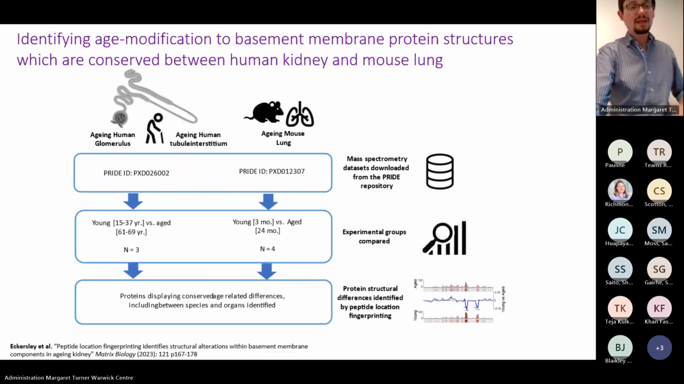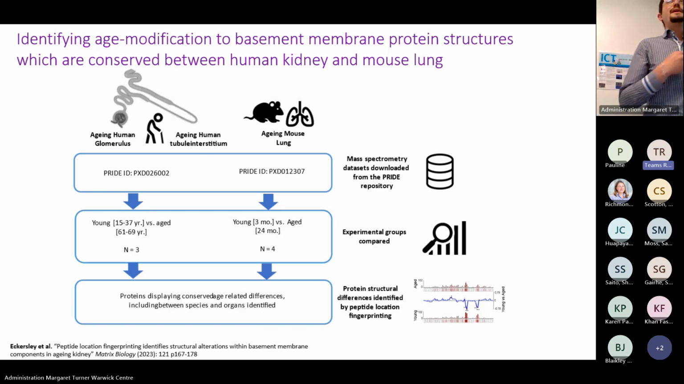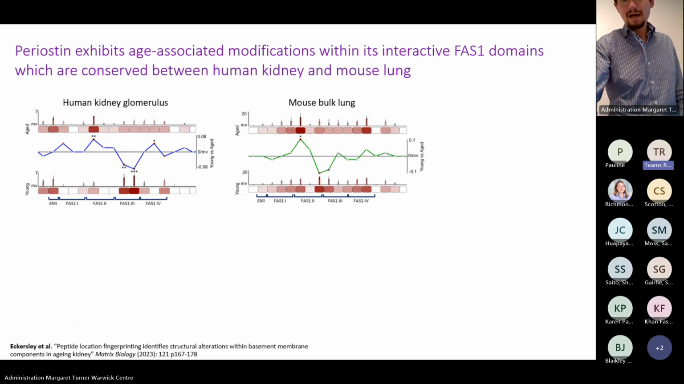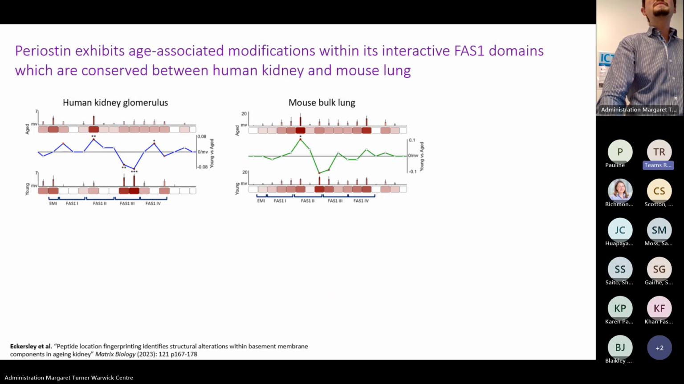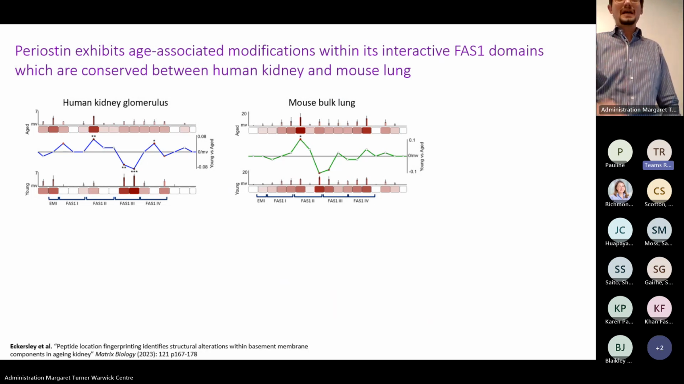So we're thinking that has implications for changes to the basement membrane. Now, I mentioned that the alveolar basement membrane in lung is made up of a lot of the same stuff as the glomerular basement membrane. So we were interested in looking at changes that might overlap between aging mouse lung and aging human kidney. Interestingly, we found a couple of proteins that showed very similar, if not the same, patterns in aging kidney as in aging lung.